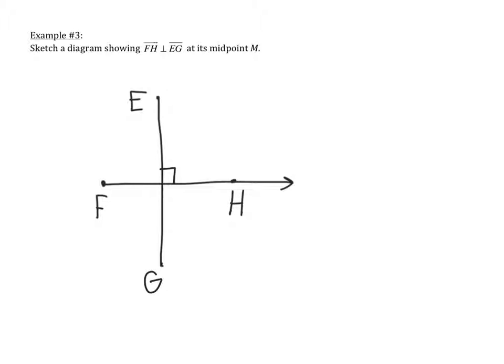And I also know that they are intersecting at the segment's midpoint M. So this point right here is labeled M, and to show that it's the midpoint, I will put a tick mark here and a tick mark here to show that EM is congruent to GM.